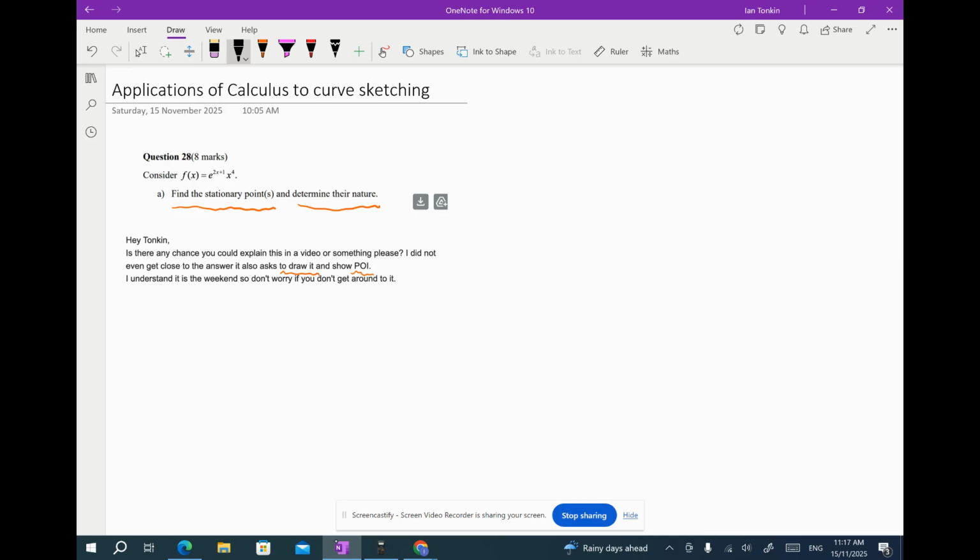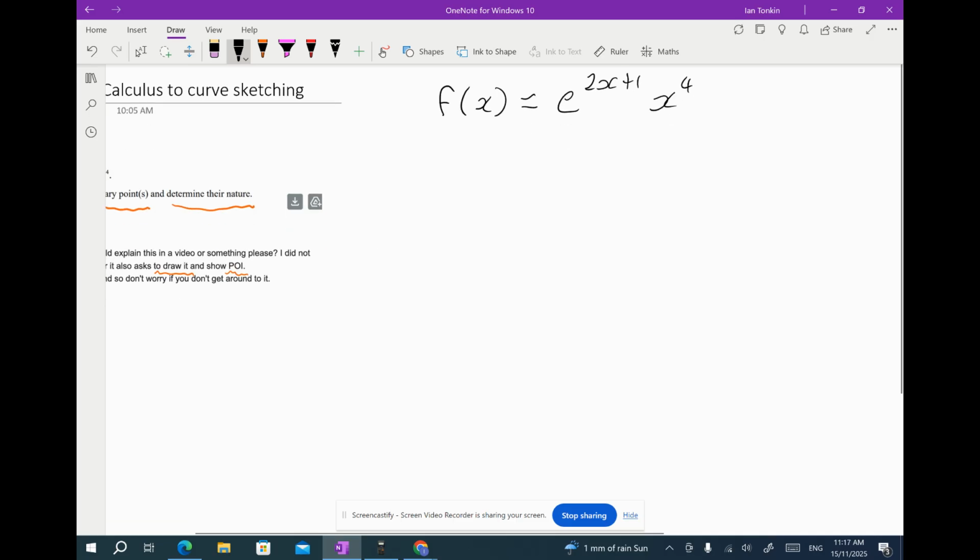So here we go. I'm going to start with the equation, which is f of x equals e to the 2x plus 1 times x to the 4. This seems like a really easy product rule, and the first differentiation is pretty easy. But before I go into it, you should realise that when x equals 0, f of x is going to equal 0. So we know this is going to go through 0, 0. So we've actually got 1 point already. And remember, plotting points is your best friend.